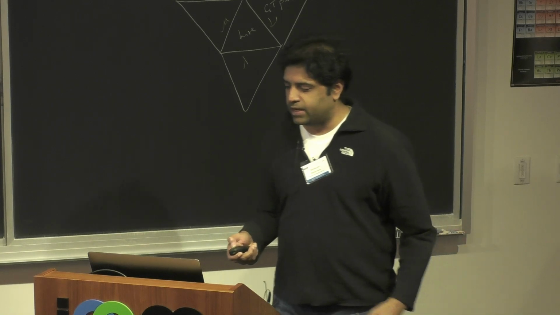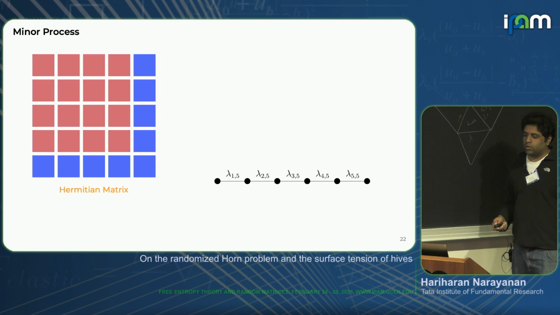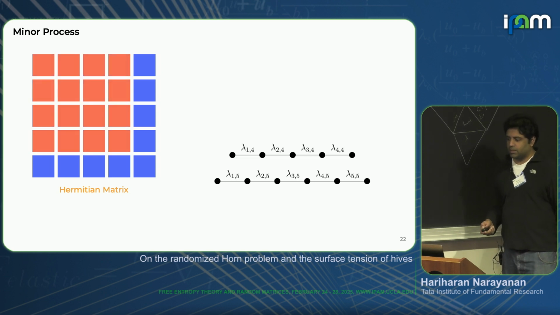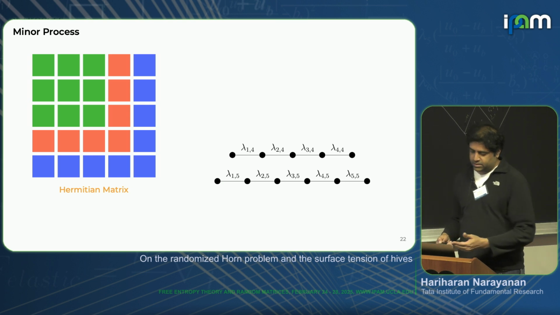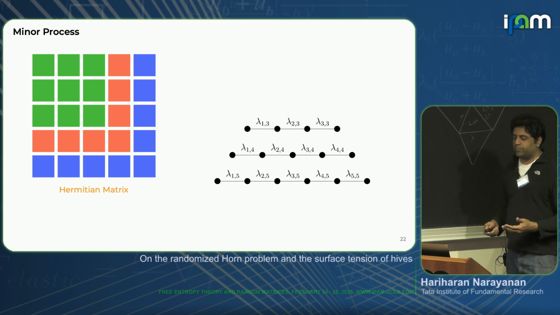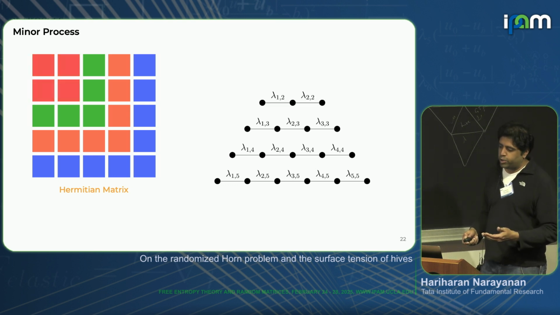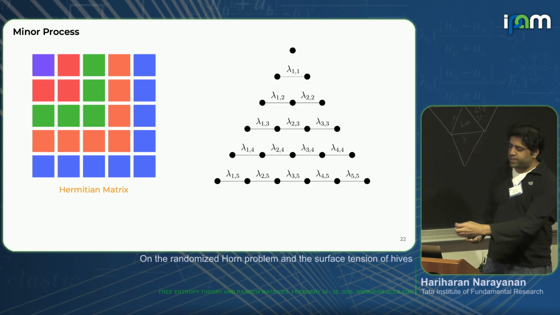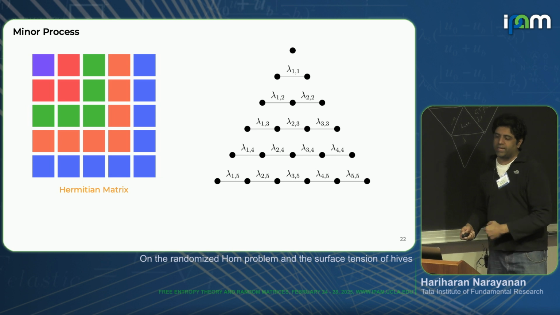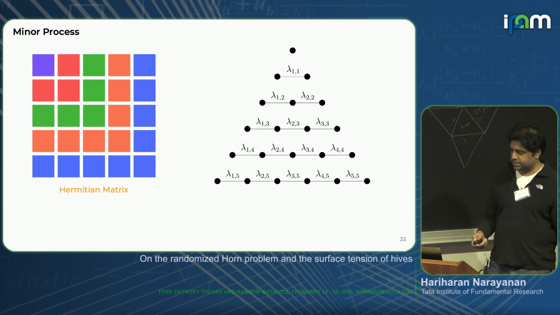If you take a random Hermitian matrix with given spectra and you look at the minor process, then you get a random Gelfand-Tsetlin pattern. And it's a result of Baryshnikov that this is actually a uniformly random Gelfand-Tsetlin pattern from the polytope of all possible Gelfand-Tsetlin patterns. So sampling from this polytope is equivalent to picking a random matrix and looking at the minor process of that random matrix.